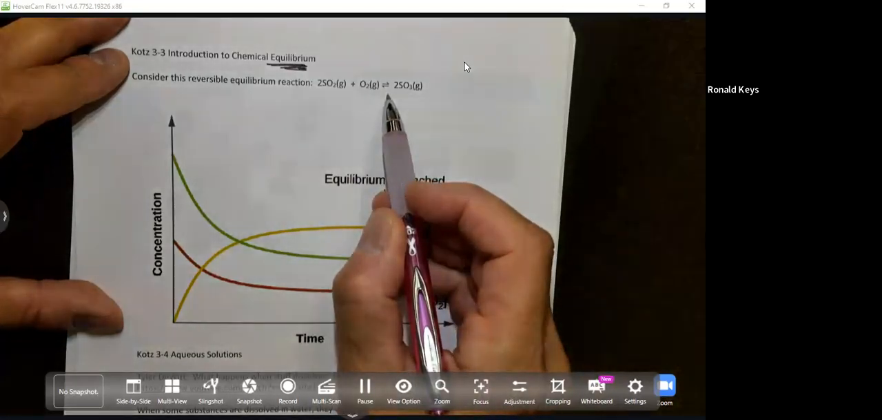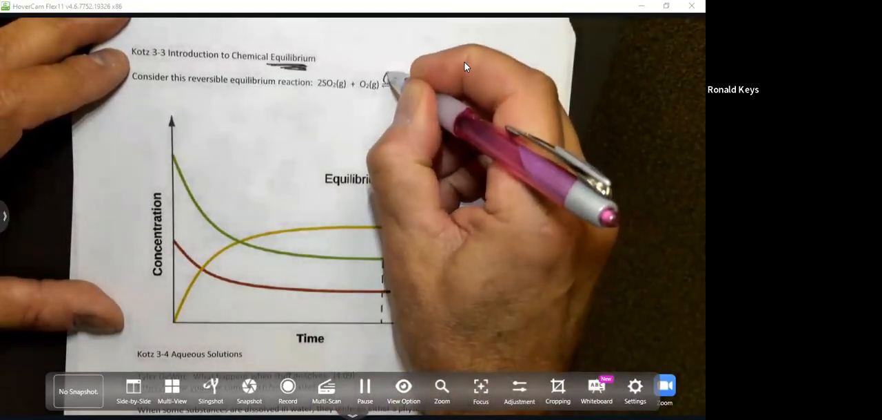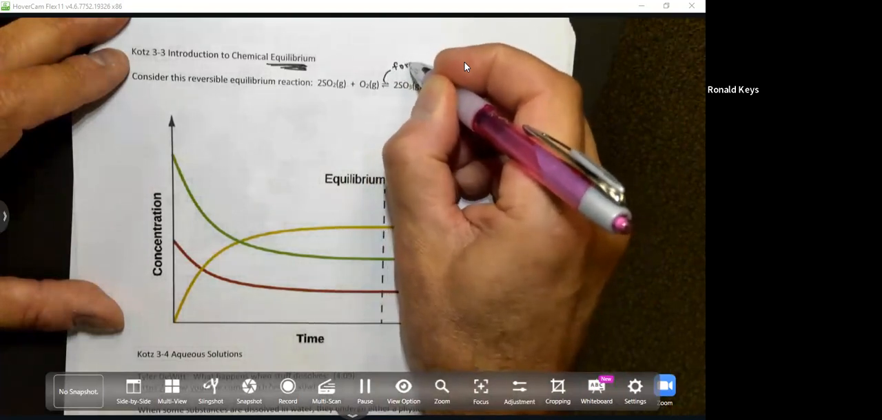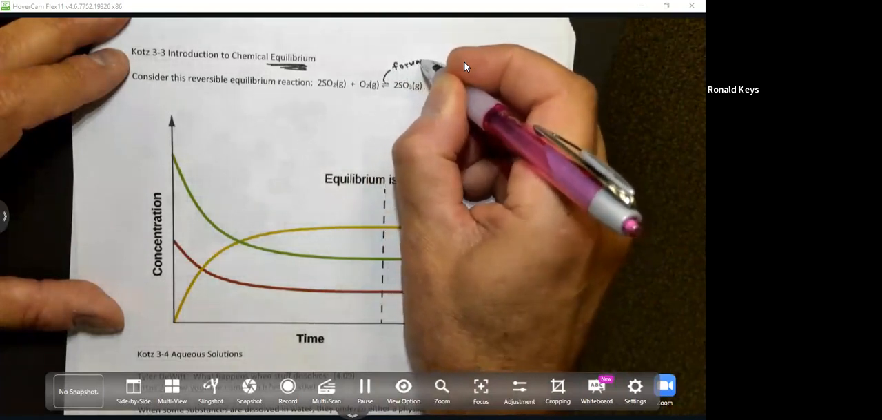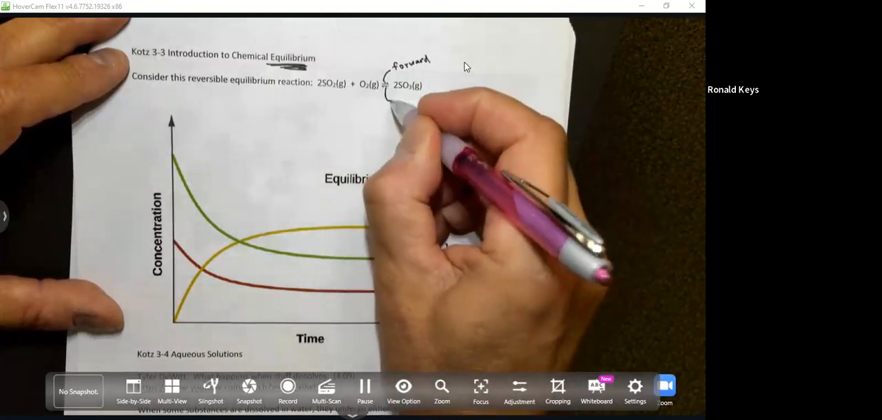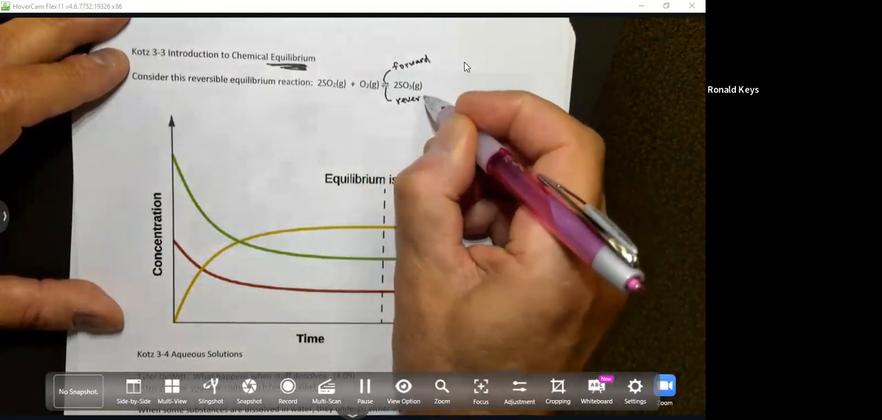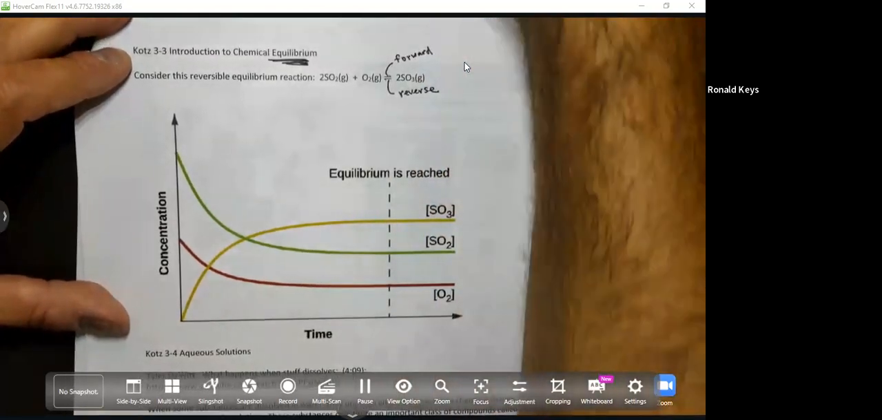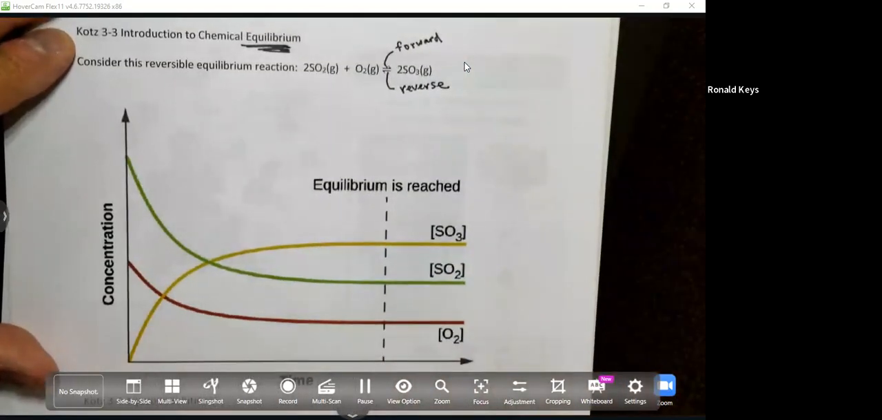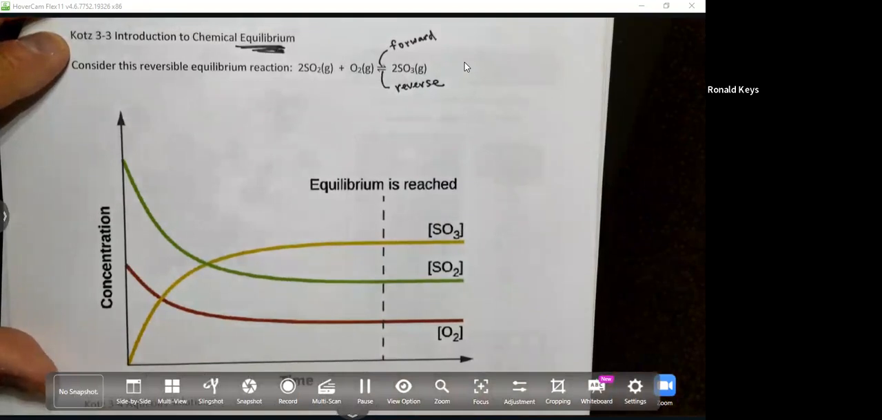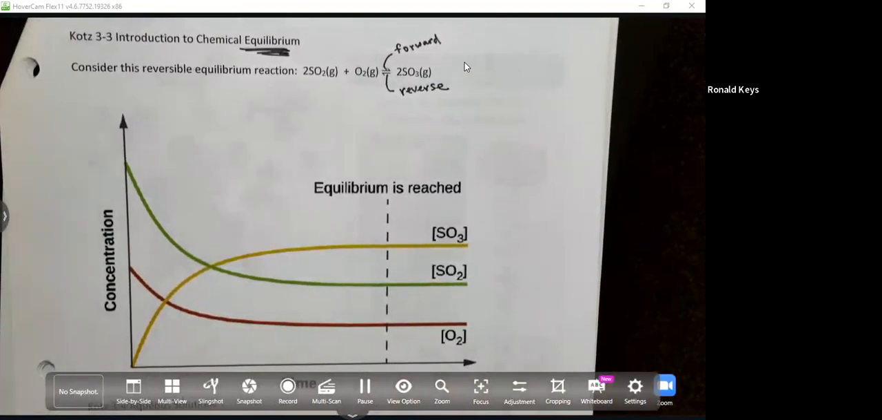This is a reversible reaction. The forward reaction here and the reverse reaction here. Now, let's look at how they started this reaction. Since this is a reversible reaction, it goes back and forth. You could start the reaction with reactants, or you can start the reaction with products.